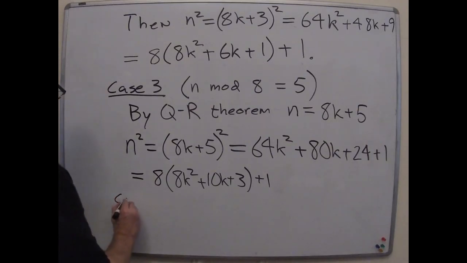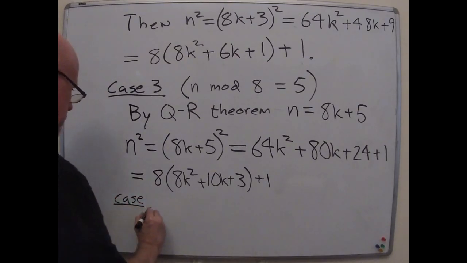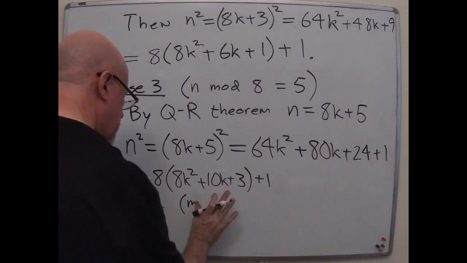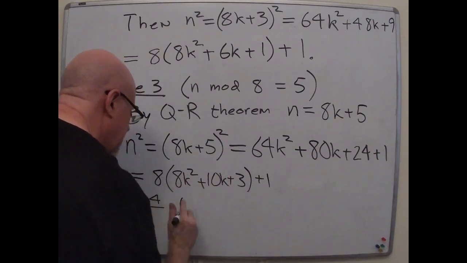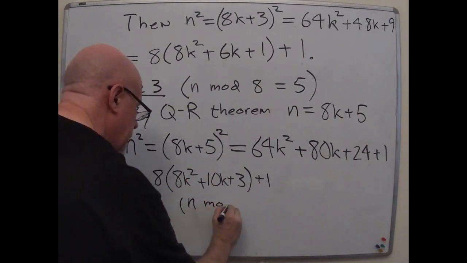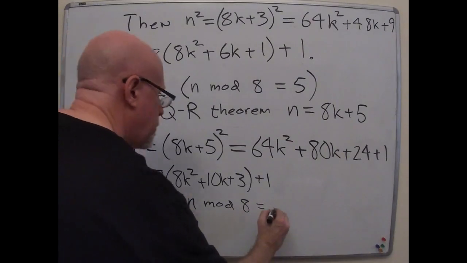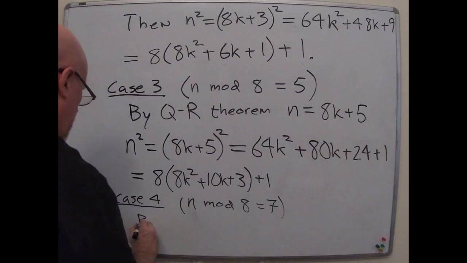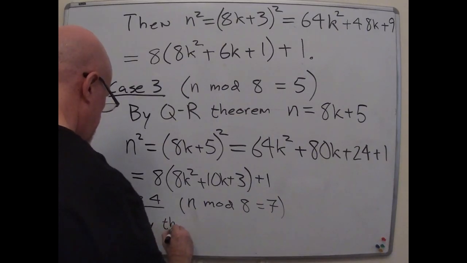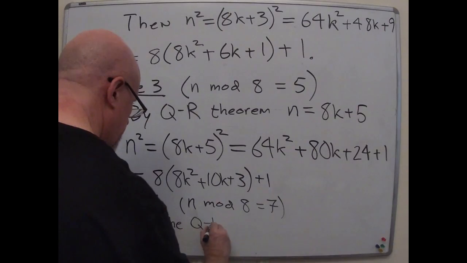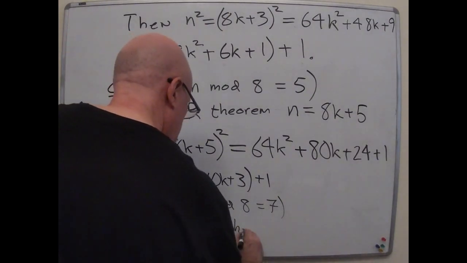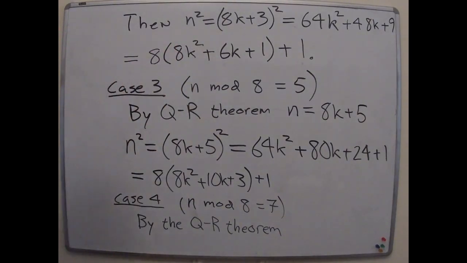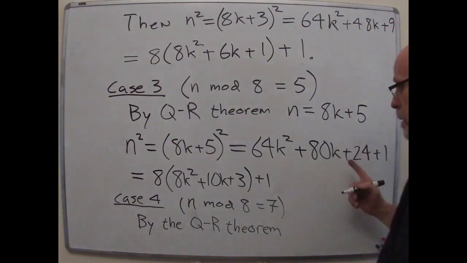And finally, case 4. This is where n mod 8 is equal to 7. And here, you're going to again use the quotient remainder theorem to write n as 8 times something plus 7 in this case.